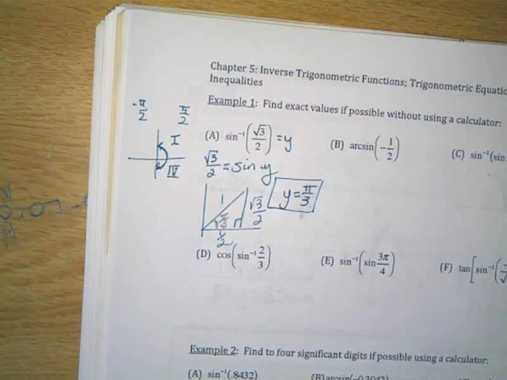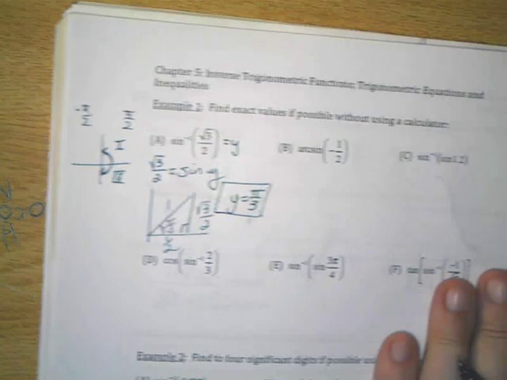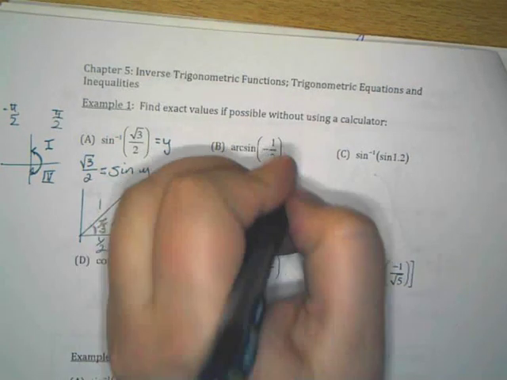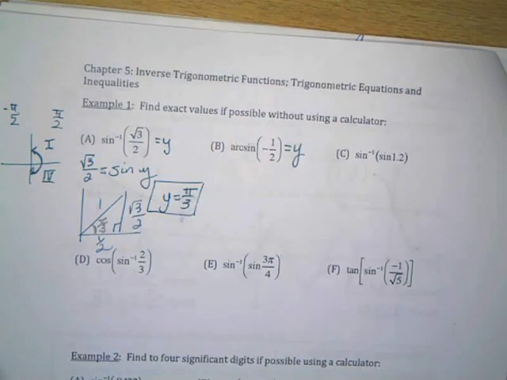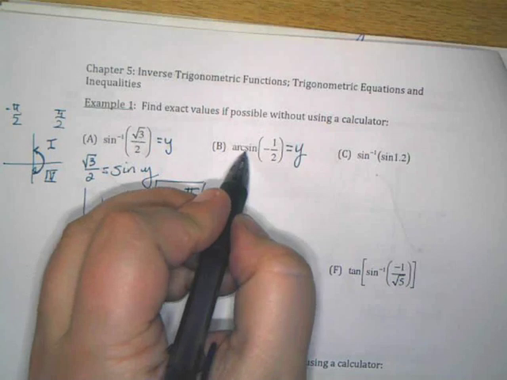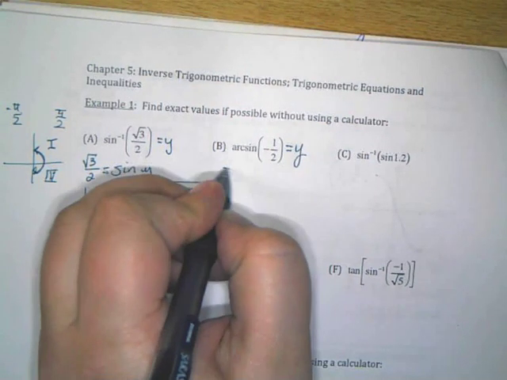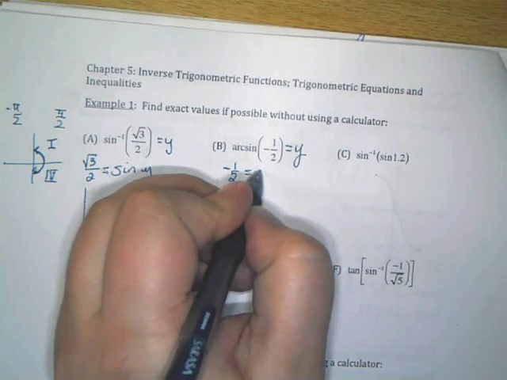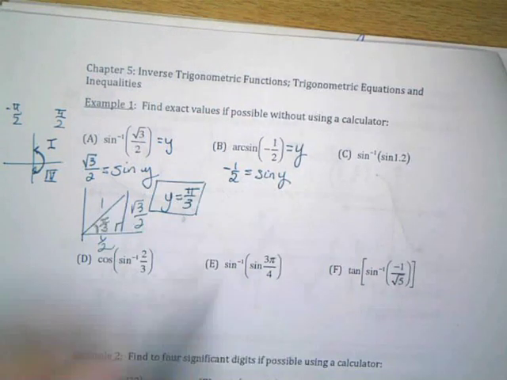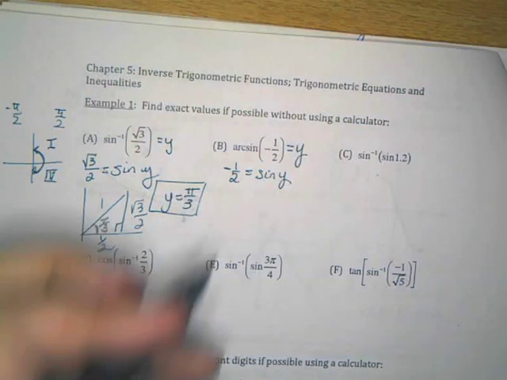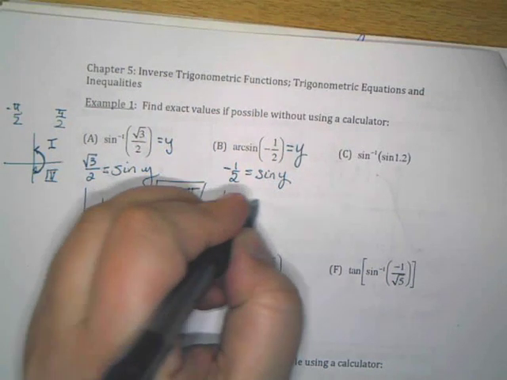Okay. Let us try this again. Over here, I'm going to let this equal y. And I'm going to take the sine of both sides. So the sine and the arc sine cancel, so I'm left with negative 1/2 equals the sine of y. Now remember, sine, you're either in quadrant 1 or quadrant 4, and this one's negative. So we must be in quadrant 4.